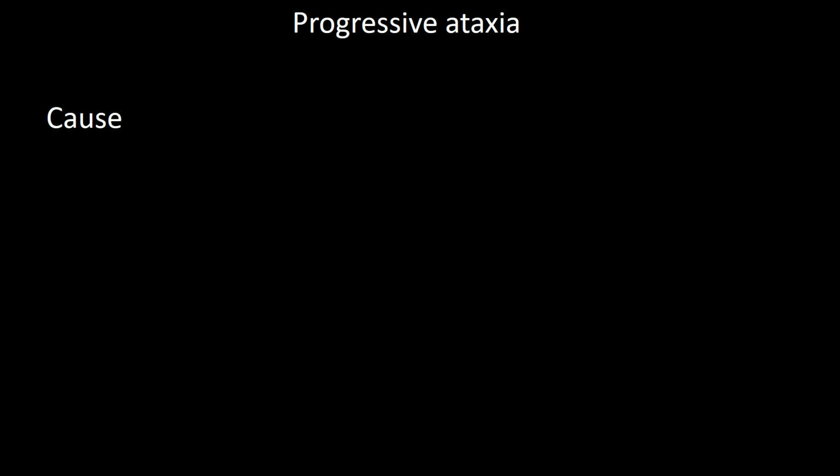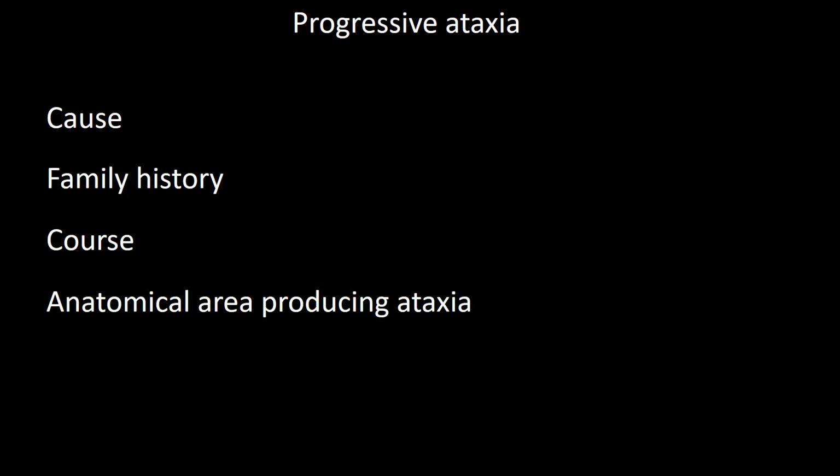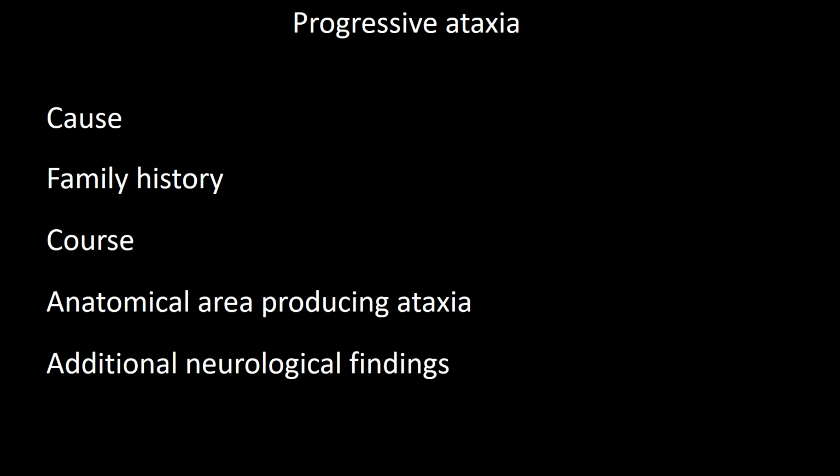Cause. Always consider treatable conditions first, regardless of how unlikely you feel the possibility is. Family history, present or absent. If present, then decide whether it's autosomal recessive, dominant, or sex-linked. Course: smooth progression versus sudden deterioration or intermittency. Anatomical area producing the ataxia: nerves, spine, brainstem, cerebellum, cerebrum. Additional neurological findings such as spasticity, weakness, cranial nerve palsy, etc. And the presence of non-neurological findings.